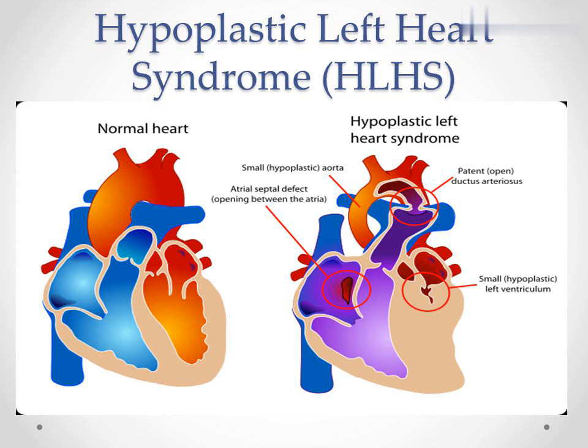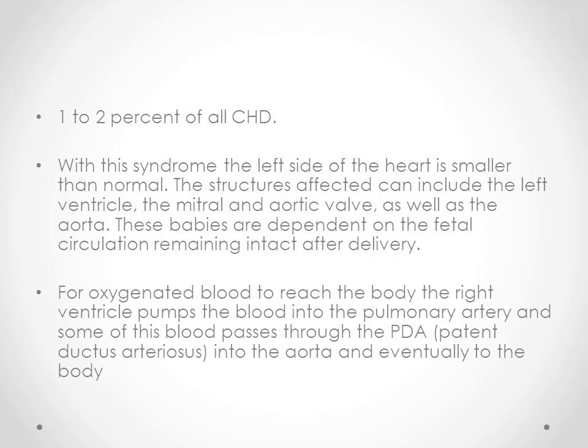Hypoplastic left heart syndrome, HLHS. 1 to 2% of all CHD. With this syndrome the left side of the heart is smaller than normal. The structures affected can include the left ventricle, the mitral and aortic valve, as well as the aorta.